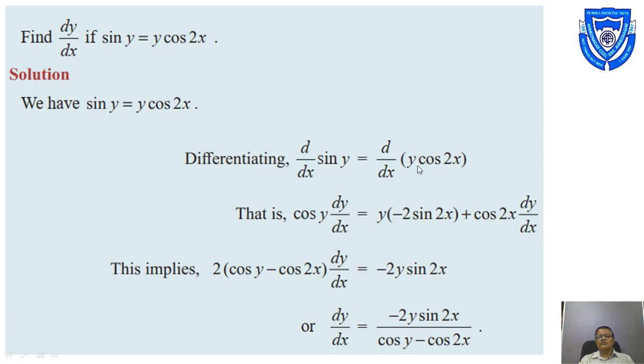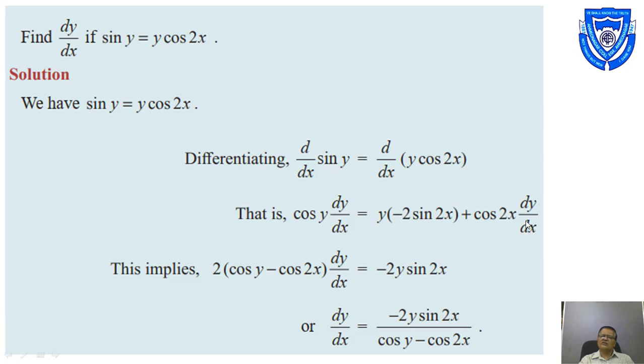product rule. So we keep this y as it is and write the derivative of cos 2x, which is minus sin 2x into the derivative of 2x, which is 2. So minus 2 sin 2x. So first function as it is into derivative of second function plus second function as it is into derivative of first function.